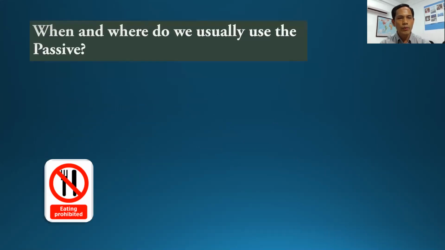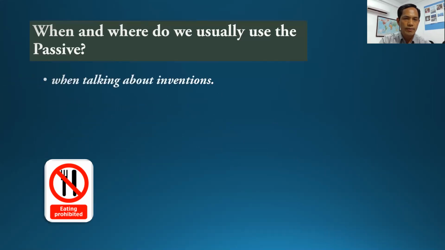Okay, the last one is when and where do we usually use the passive? Where can we find them? In what kind of situation can we find the passive? When talking about inventions, because we are more interested in the inventions than the inventors, very often you will find the passive. What are inventions? Cars, airplanes, iPhones, food, okay? All kinds of inventions. Usually we'll see the passive.